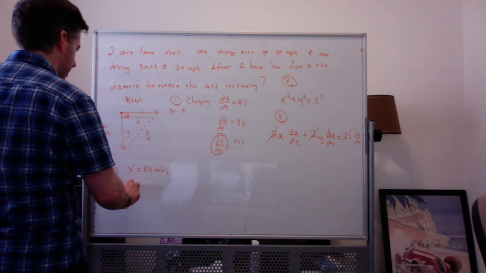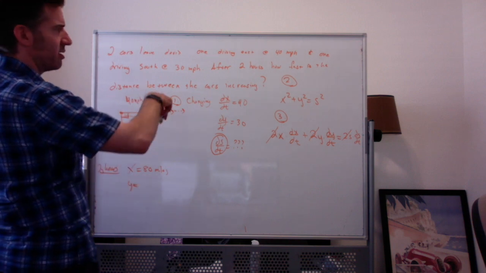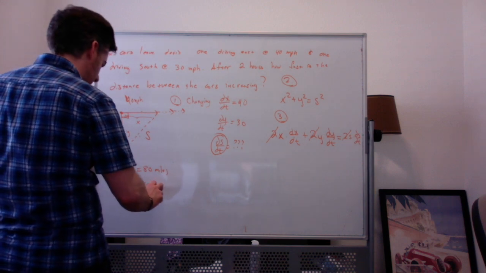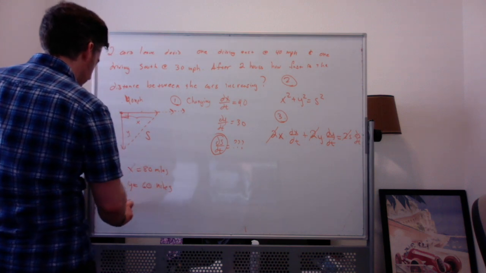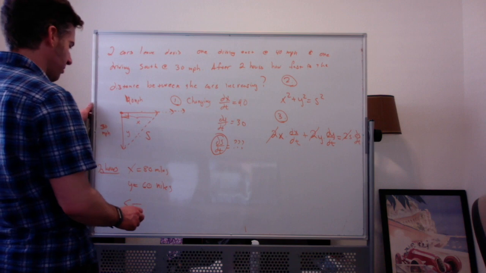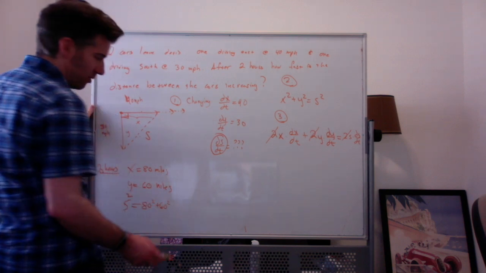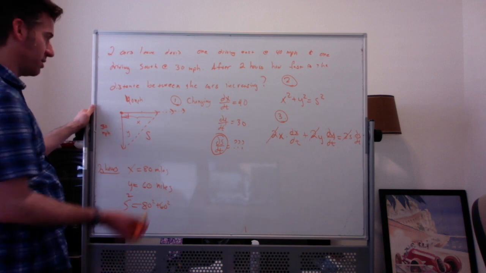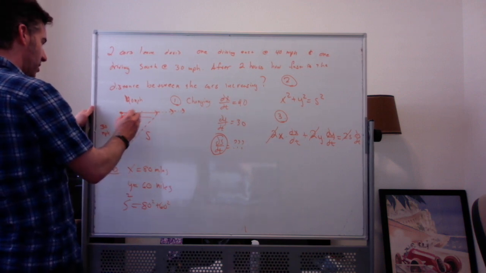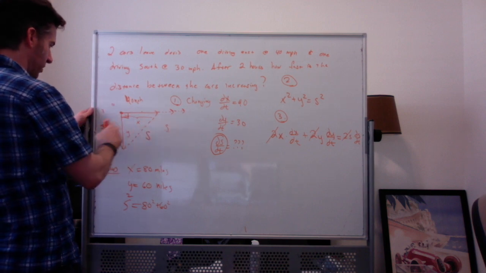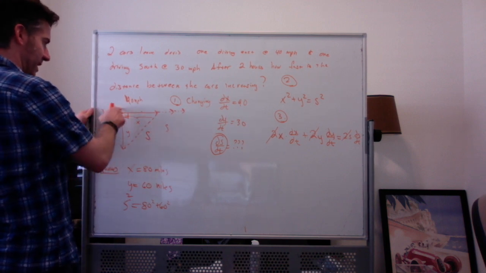I know that y is 60 miles. Oh, sorry. This one's 40. This one's 30. And y is 60 miles. And I know that s, if I use the Pythagorean theorem, s squared is 80 squared plus 60 squared. Now, a 3, 4, 5 right triangle is a nice thing. This is actually just a multiple of that. This is a 3, 4, 5. It's a 30, 40, 50. It's a 60, 80, 100.